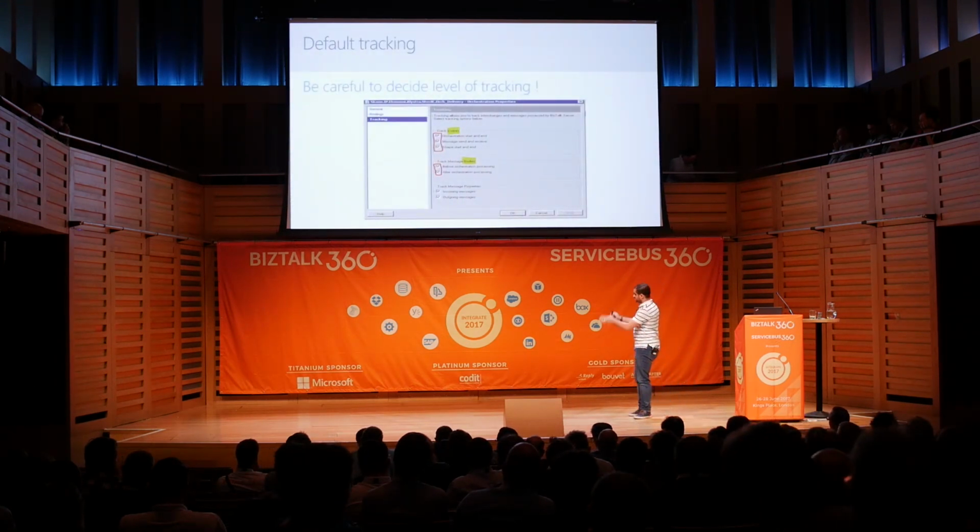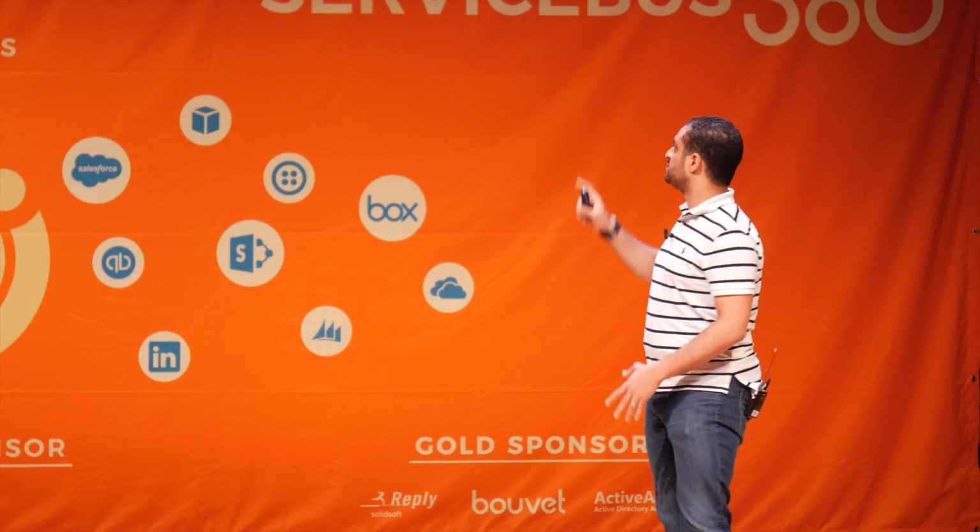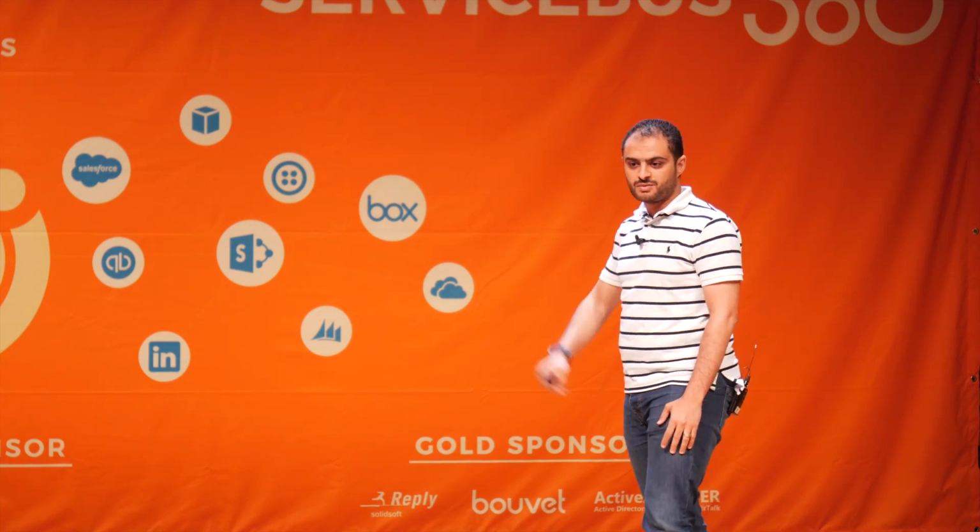The second one is default tracking enabled on all of the ports. People just leave them alone, but this setting tracks every single event in an orchestration and every single message being submitted to the tracking databases. I've been working with BizTalk for almost 7 years, and I never found a situation where I needed that, unless I was in a production environment. If you need to track your data, you need to use the lightweight BAM.